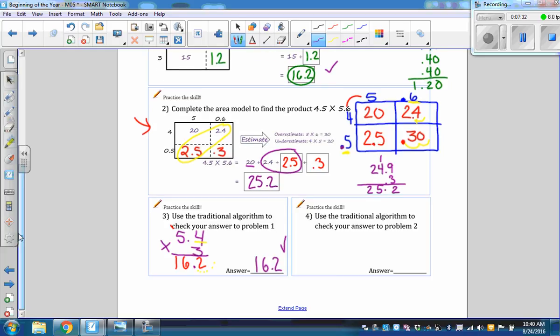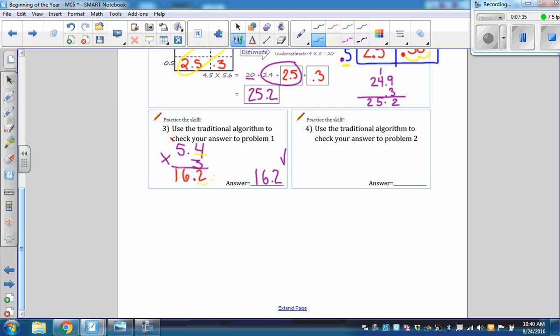If you look down here on problem 4, you're asked to practice the skill with the traditional algorithm, which is the stacking method. 4.5 times 5.6. 6 times 5 is 30. Carry the 3. 6 times 4 is 24. Plus 3 is 27. Then you need your placeholder. You continue the problem. 5 times 5 is 25. Carry the 2. 5 times 4 is 20, plus 2 is 22.